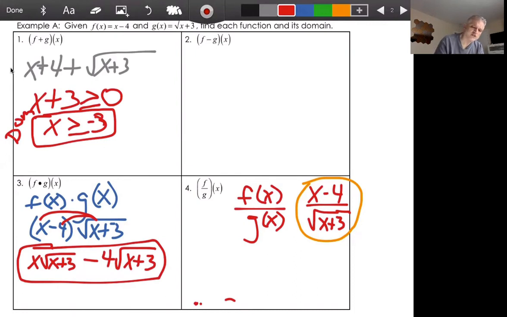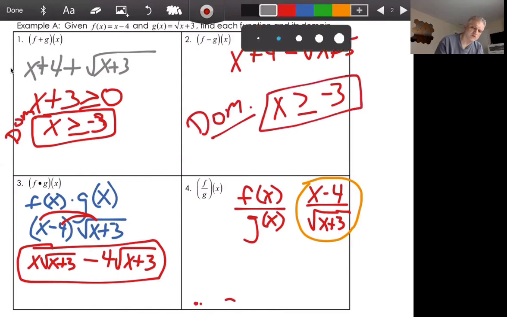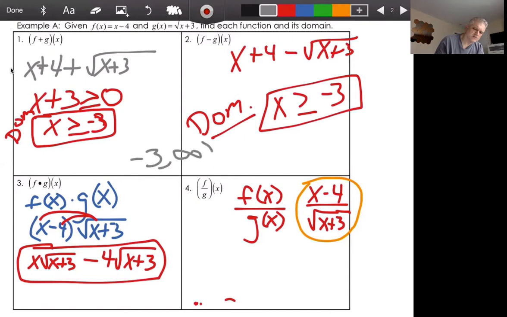If you look at f minus g, we have the same restriction, okay? It was x plus 4 minus root x plus 3. Again, f has no restrictions at all on its domain. G does have the same restriction here. Okay, so the domain is that x is greater than or equal to -3. And if you want to write that in interval notation, it'd be -3 to infinity, including the -3. So that's good on both of these.